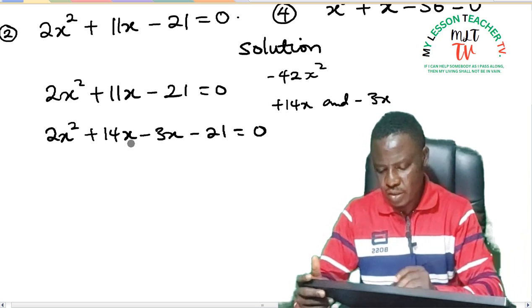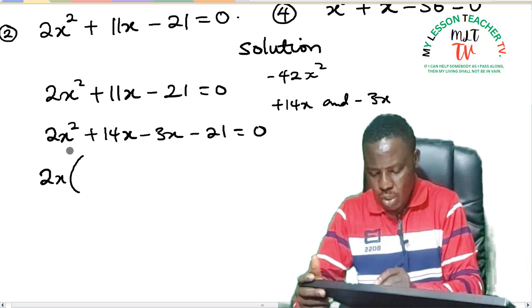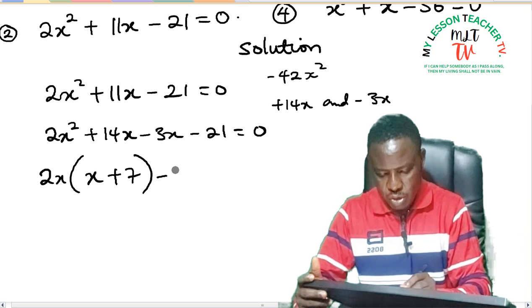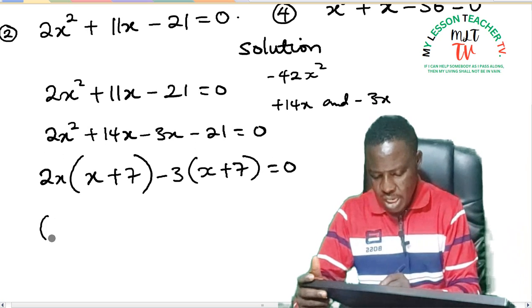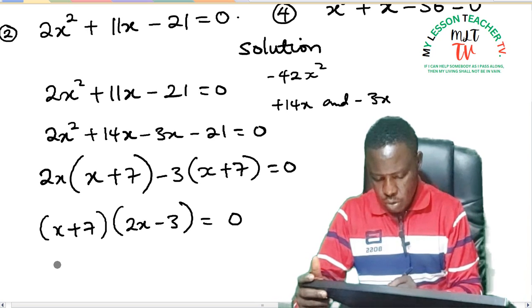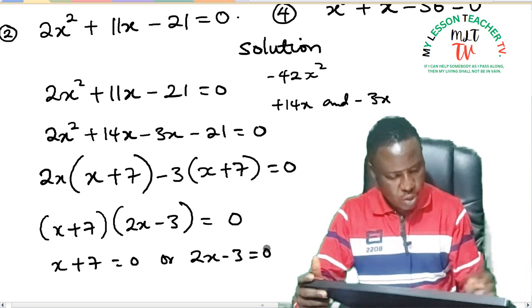Factorizing out what is common in the first two, you have 2x into bracket. When you divide 2x squared by 2x, you are left with x. Divide same by this, you have plus 7. And we equally have minus 3 to be common into bracket x plus 7 is equal to 0. Factorizing out x plus 7 again, you have into bracket 2x minus 3 is equal to 0. So it therefore means that x plus 7 is equal to 0, or 2x minus 3 is equal to 0.